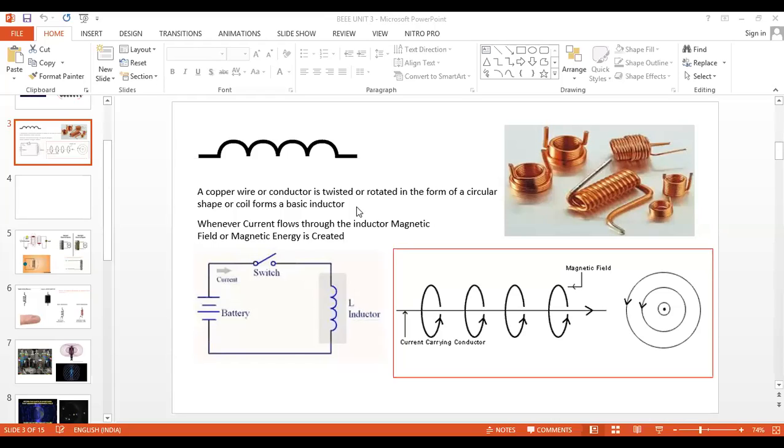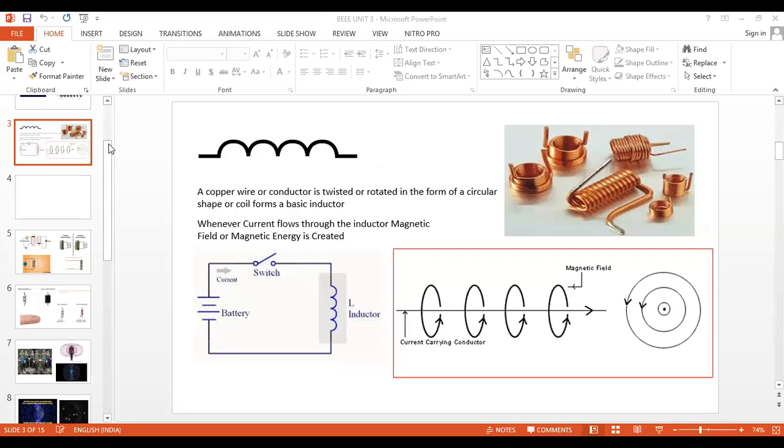When a copper wire is rotated in the form of a circular shape, it is called an inductor. Sir, why the name? What is the use of rotating? When you rotate a copper wire in circular shape, if current flows through that wire, maximum magnetic energy is created.